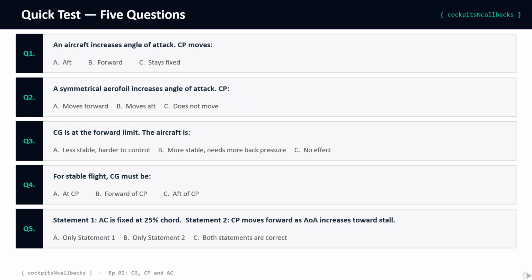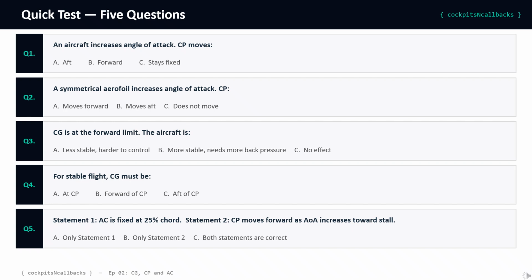Question 1. An aircraft increases angle of attack. CP moves: A. Aft, B. Forward, C. Stays fixed. Q2. A symmetrical aerofoil increases angle of attack. CP: A. moves forward. B. moves aft. C. does not move.